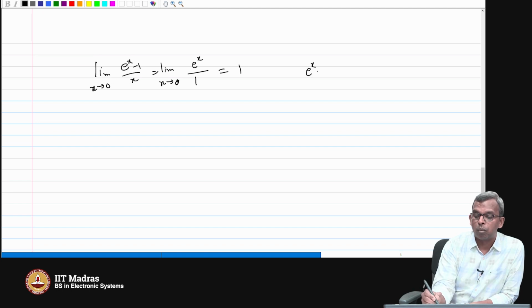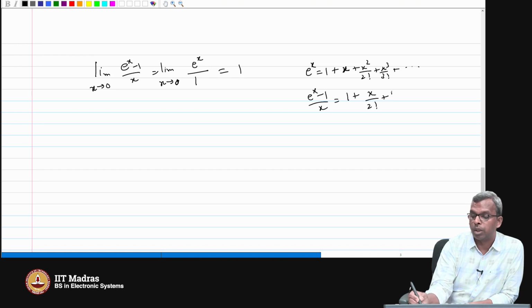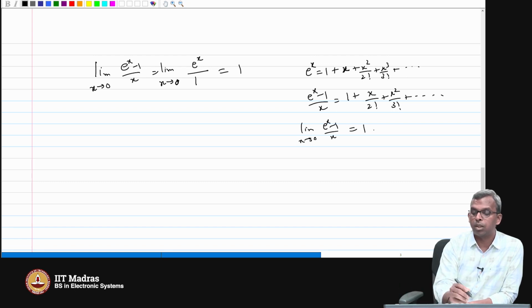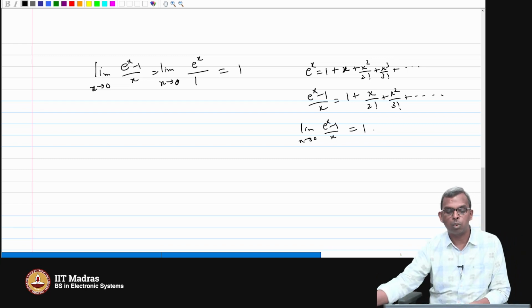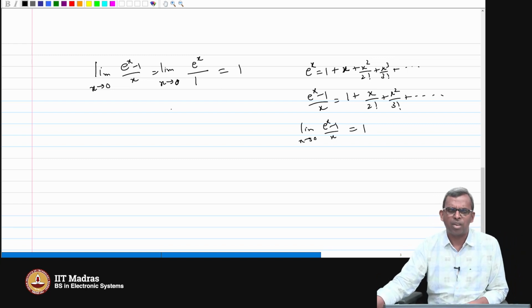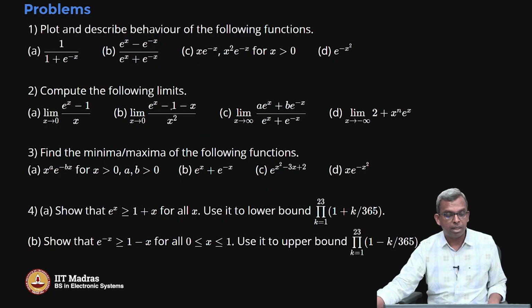The other way to see it is e power x is 1 plus x plus x squared by 2 factorial, x cubed by 3 factorial, and so on. E power x minus 1 divided by x is actually 1 plus x by 2 factorial, x squared by 3 factorial, plus so on. Okay. And if you put x equals 0, the limit as x tends to 0 is the same as putting x equal to 0 here, and you get 1. These are two ways of proving it, one using the series, one using L'Hopital's rule. Anything is fine as long as you get to the correct answer and the limit is 1. Okay.